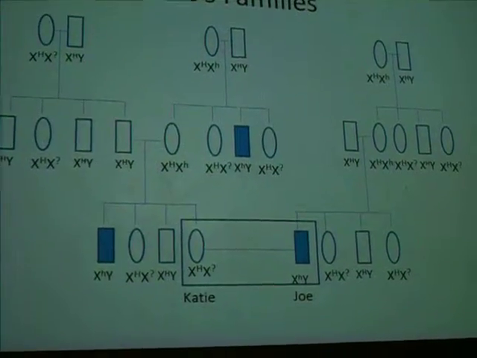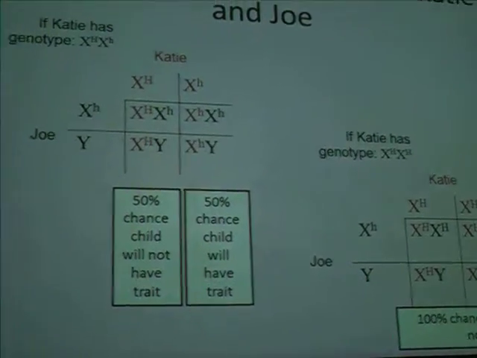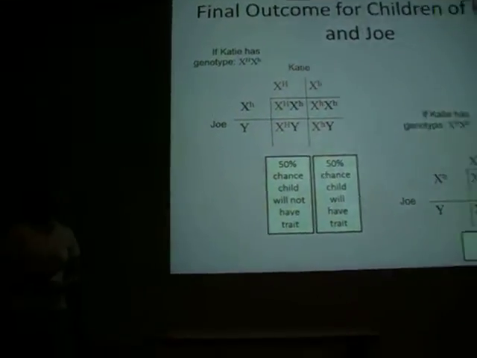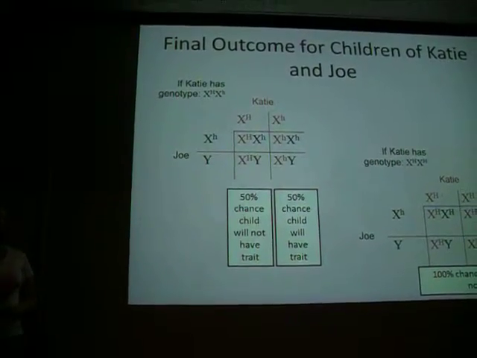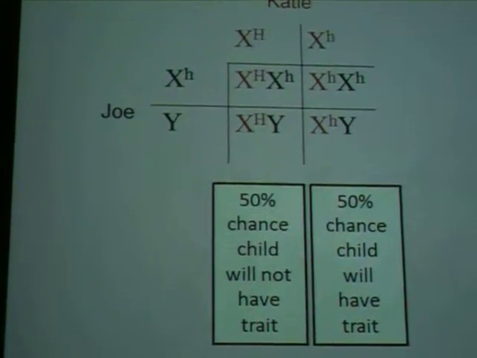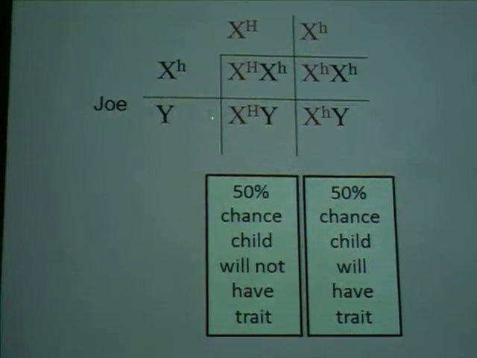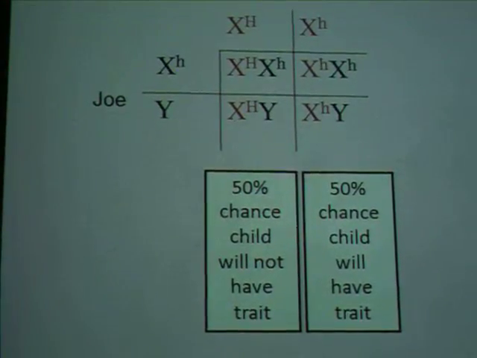So now we assume she has a capital H, what the probability of her children will be, or if she has a lowercase h, what the probability will be. We do this using a Punnett square. It shows the likelihood of Katie, with her assumed genotype, and Joe, with his known genotype, as they are distributed to probable children. This shows that Katie, if she were a carrier, and Joe's children would have a 50% chance of having the trait, whether they were male or female.